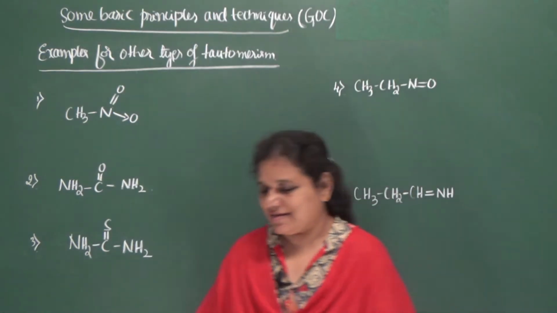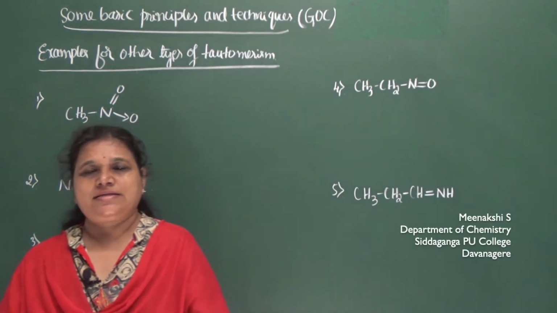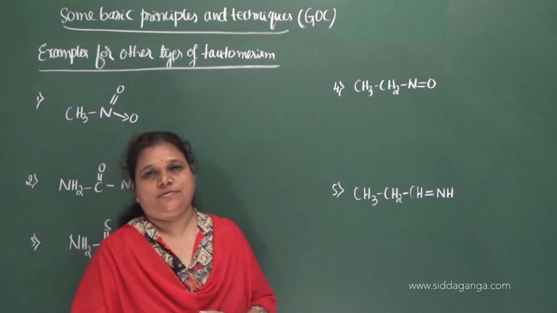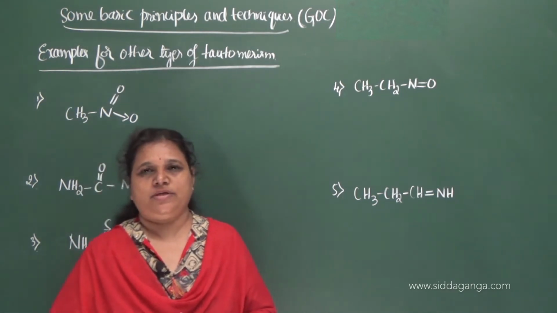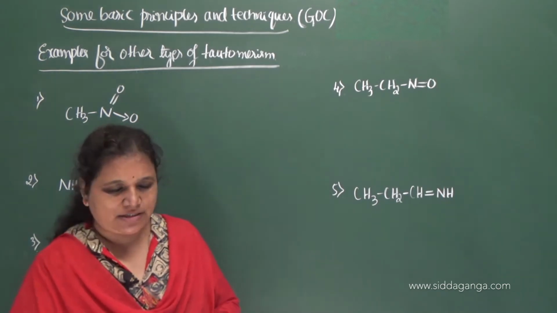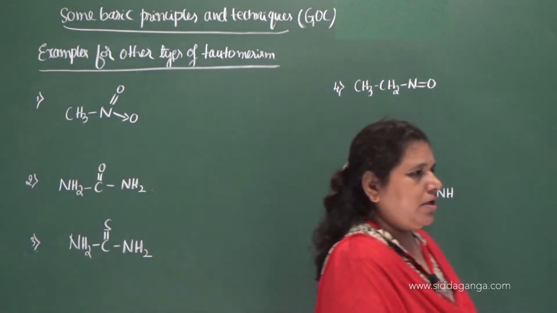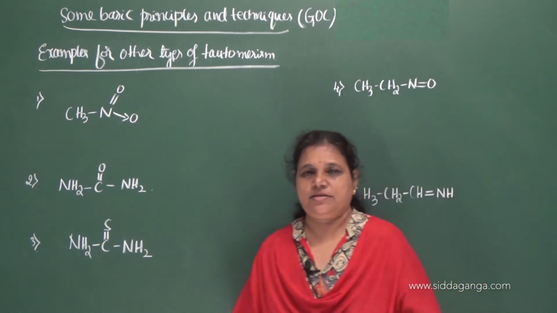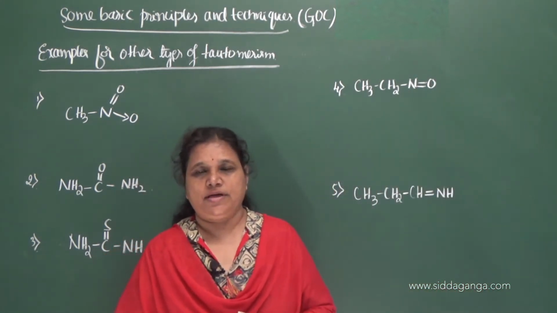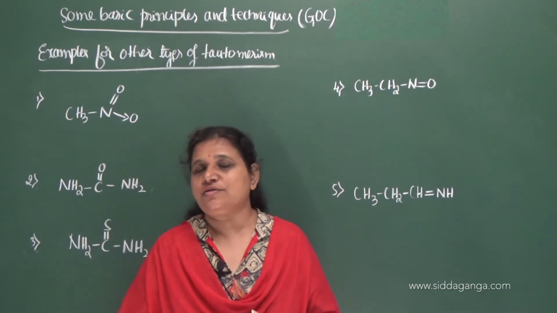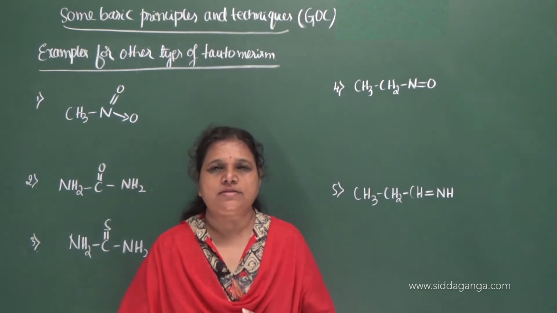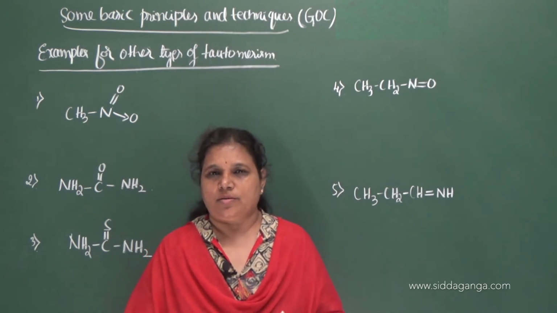Hello students, welcome back to the video classes. Today let us move on to part 5 of some basic principles and techniques in general organic chemistry. In the previous class we discussed tautomerism, the phenomenon of tautomerism and the essential conditions for tautomerism, and I have given a few examples by taking carbonyl compounds.